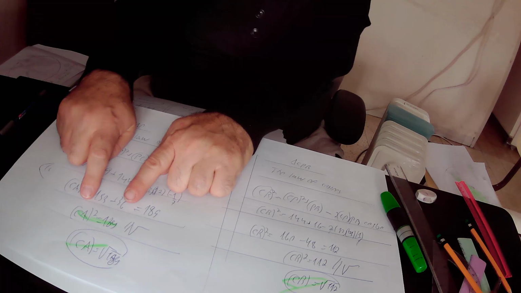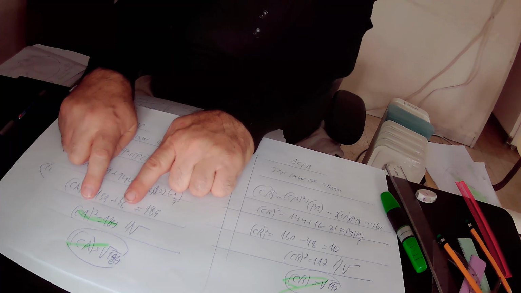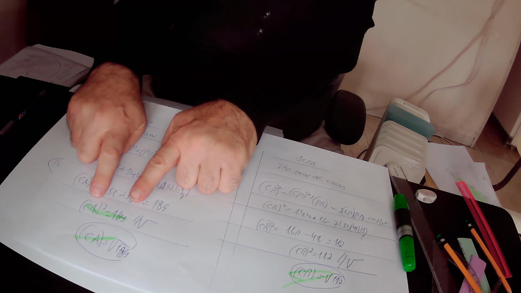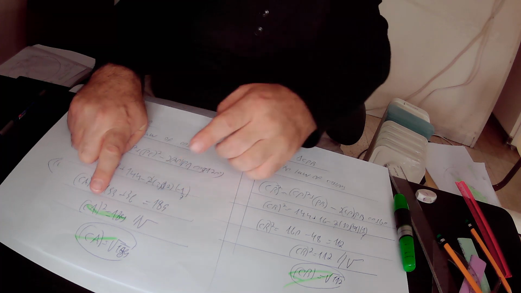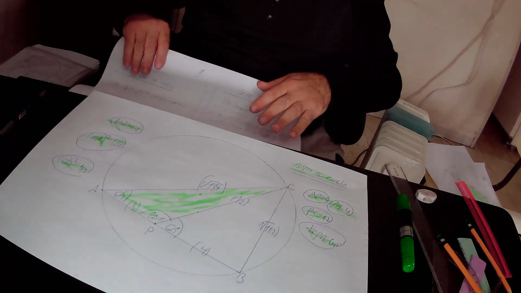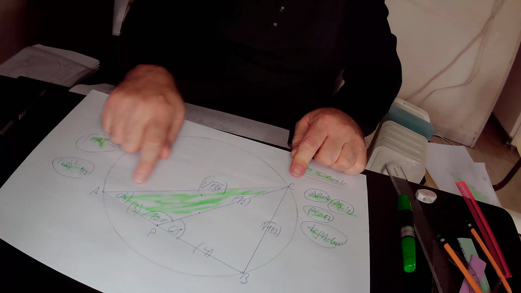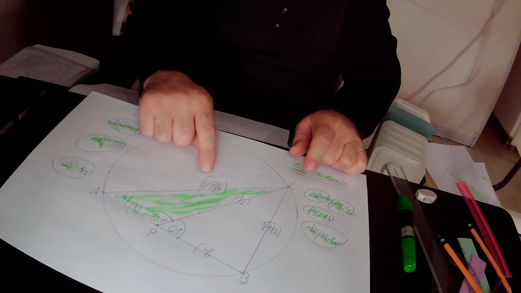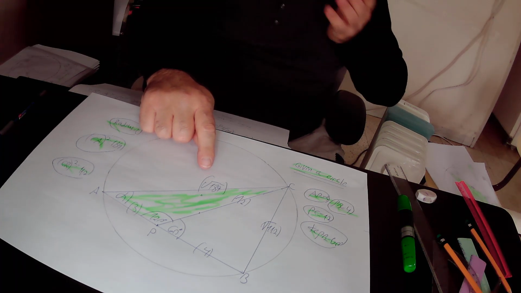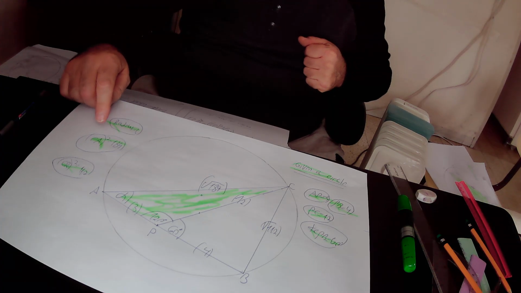Here we took the root of this equation. We found that CA equals the square root of 189 units in length. This is the missing side CA. It equals the square root of 189 units, and CA squared equals 189.